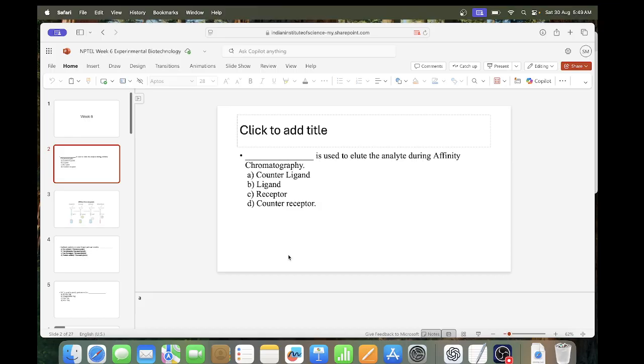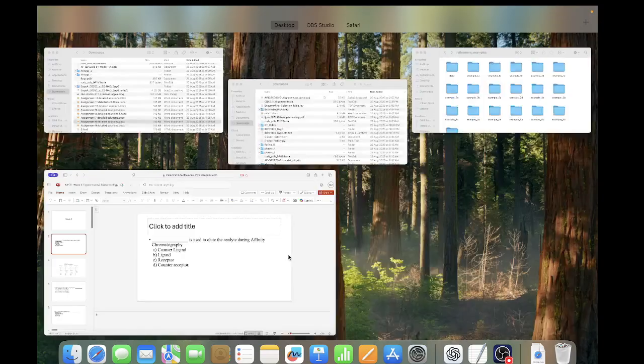In that case, we use something called as imidazole, which mimics the histidine rings. So higher concentrations of imidazole would compete with our protein for the nickel. Hence, our protein will be eluted. This is how affinity chromatography works.